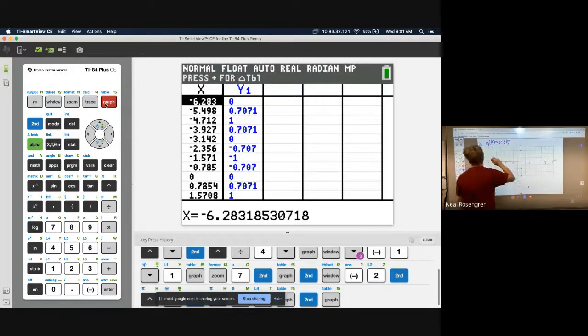Okay, if you want, you don't have to. You can rename the y-axis g of theta. You can rename the x-axis theta. Not a big deal. I'm not going to stress about it.